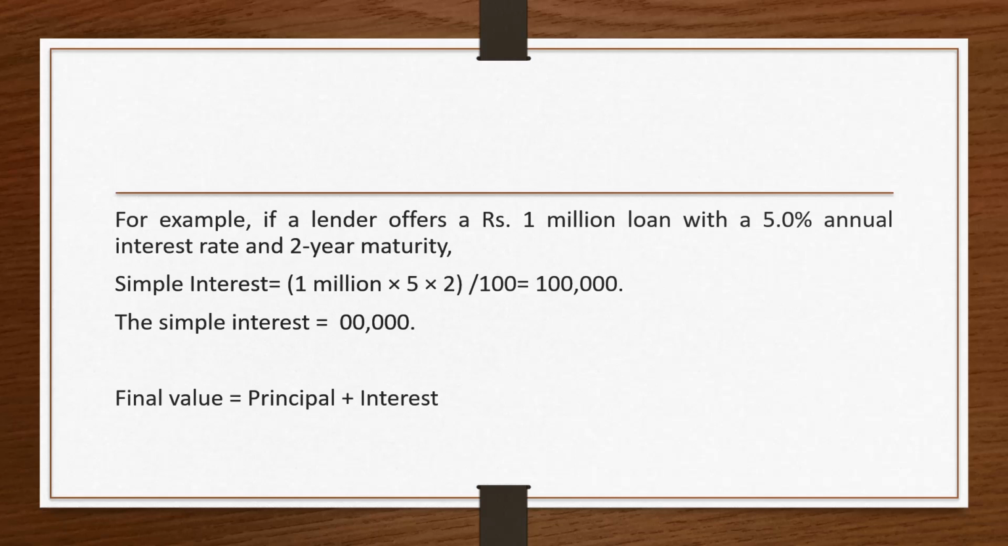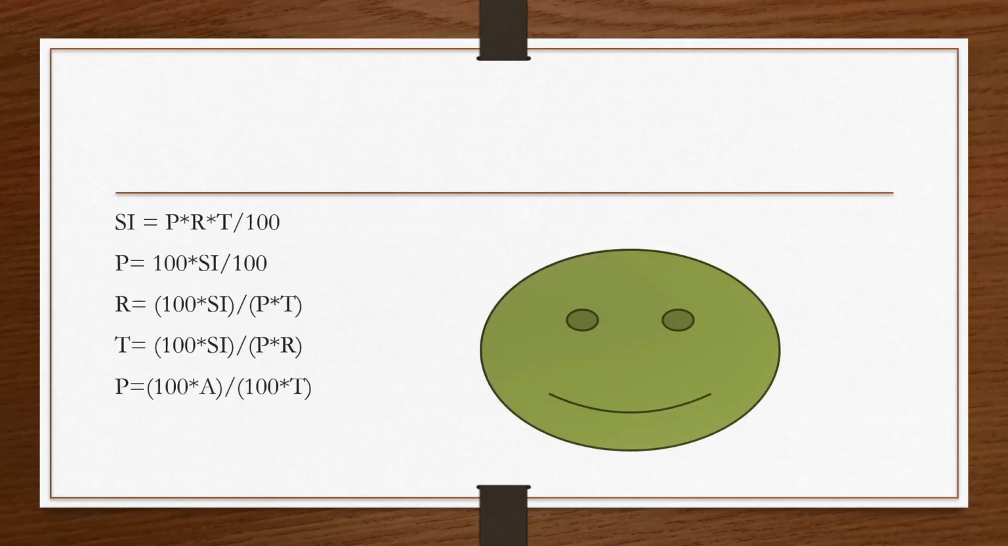Then the final amount received will be principal plus interest. That is 1 million plus 1 lakh. That is, the lender will receive 1 million as the principal amount and also rupees 1 lakh as simple interest.